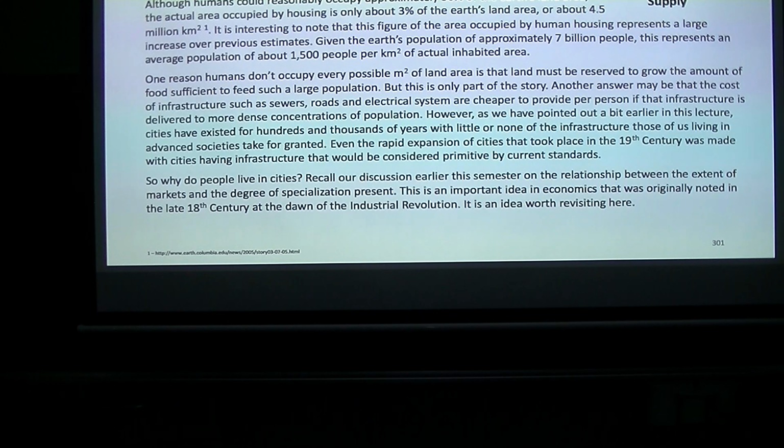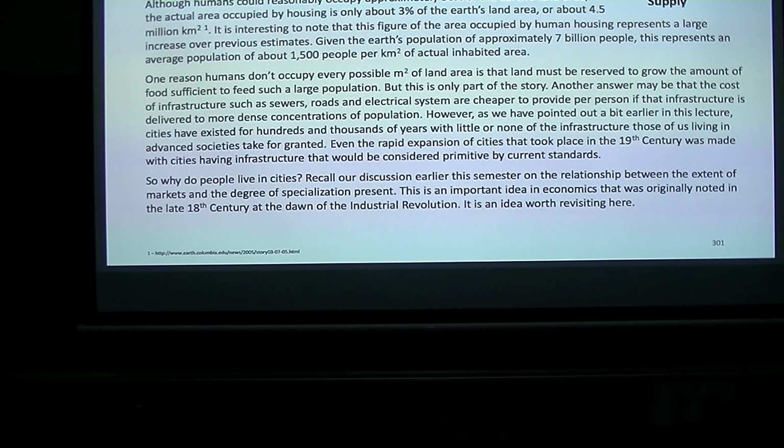Now, part of that must be that we don't occupy every possible square meter of land, because land must be reserved to grow an amount of food sufficient to feed such a large population. But another factor, and to a great extent, is the cost of infrastructure.